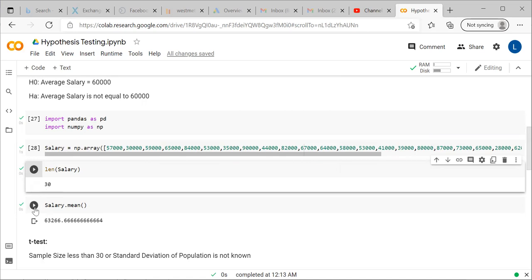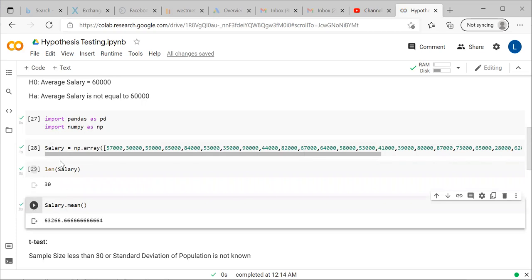The mean salary, once you execute the code salary.mean, where salary is the array name, the average is 63,000. In general, 60,000 versus 63,000 as the mean based on the sample, you can say it is not equal, but you can't decide whether this 63,000, which is only for the sample, is applicable for the whole population or not. Then we have to do hypothesis testing. How can we do it?